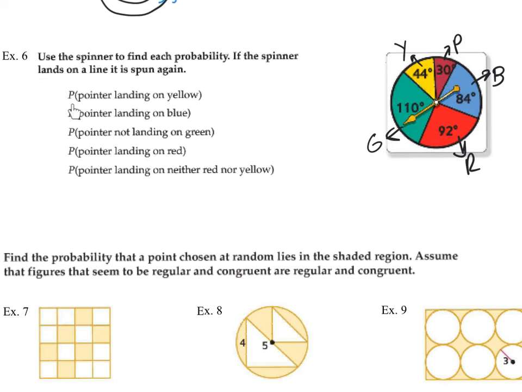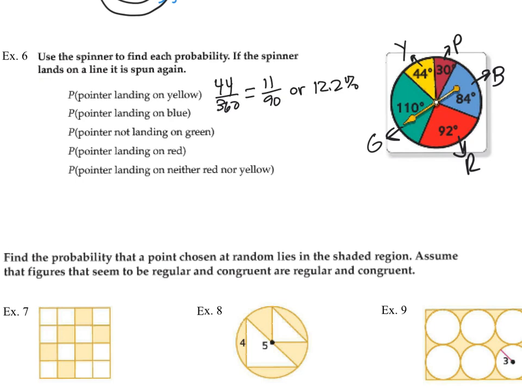Okay, so the first probability says, what is the probability that the pointer lands on the yellow? Well, this yellow sector has a central angle of 44 degrees, and that would be 44 out of 360. So our first answer then is simply 44 out of 360. You can leave it like that if you want, or we could reduce that. There's a common factor of 4, so we could reduce that to 11 over 90. Or we could even write that as a percent. It would be 12.2% if you wanted to write it as a percent.